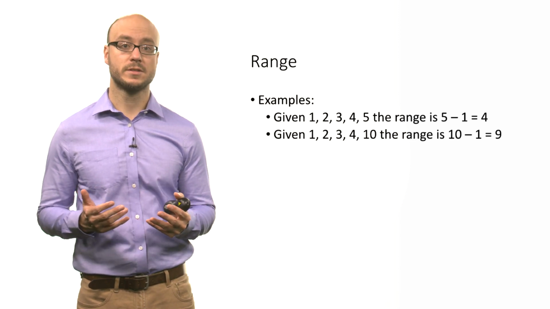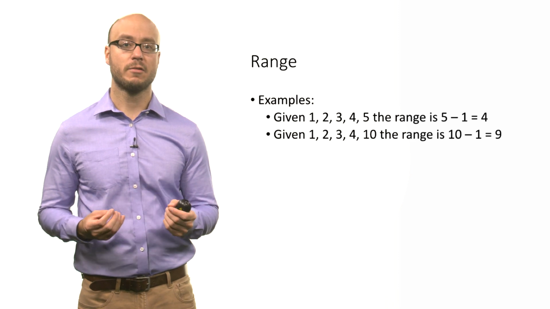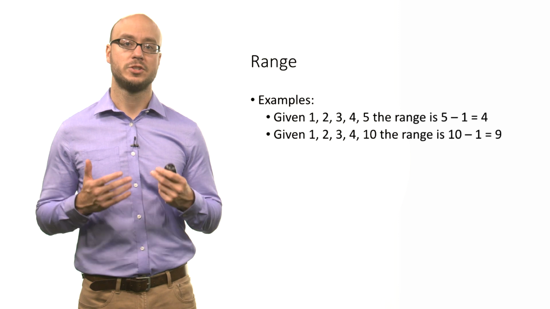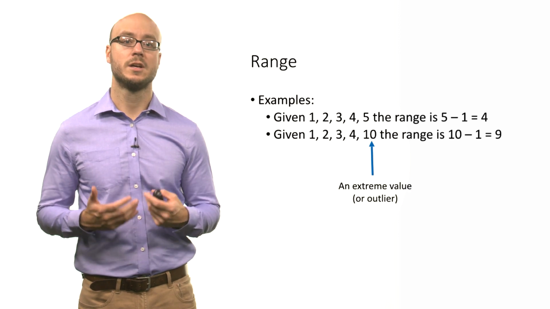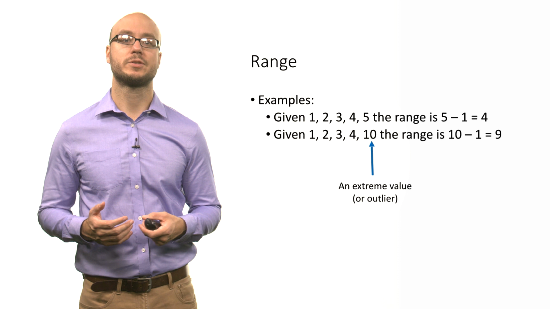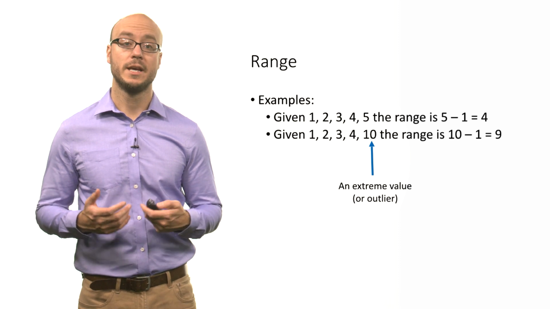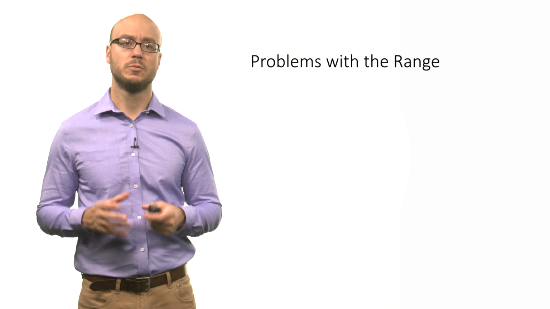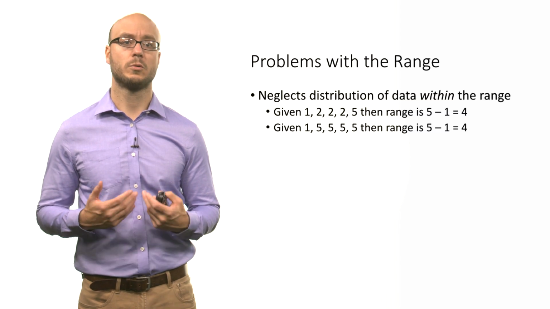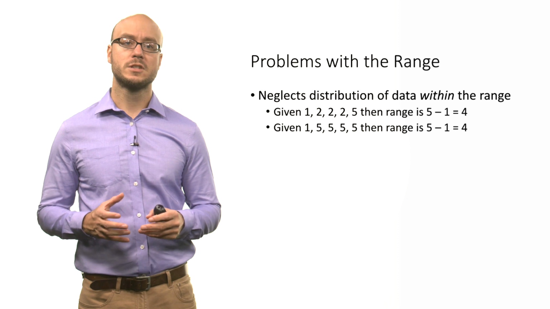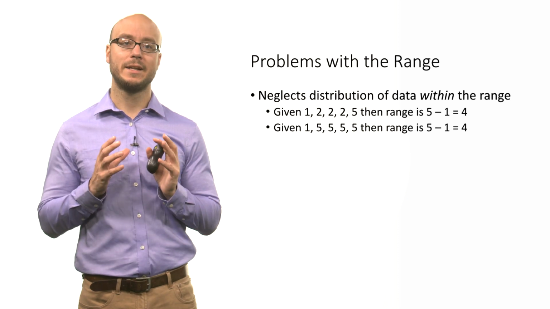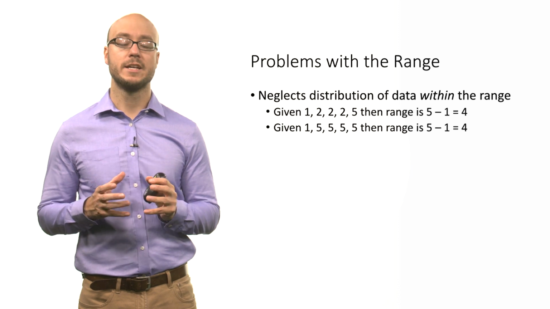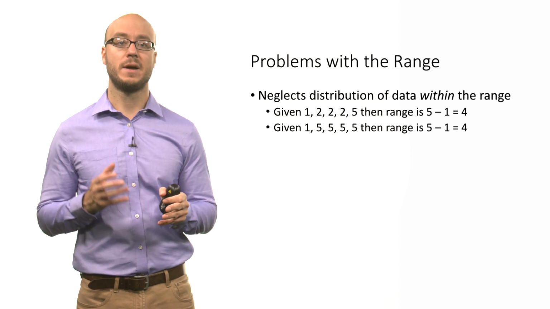The range differs, and the range is reflecting the greater variability when we change that last value from 5 to 10. So you can see that the range does function as a way of capturing some degree of variability in a set of observations. There are, however, a few problems with the range as a measure of variability or dispersion or spread. First of all, the range neglects the information within the range. So range is simply the maximum value minus the minimum value.